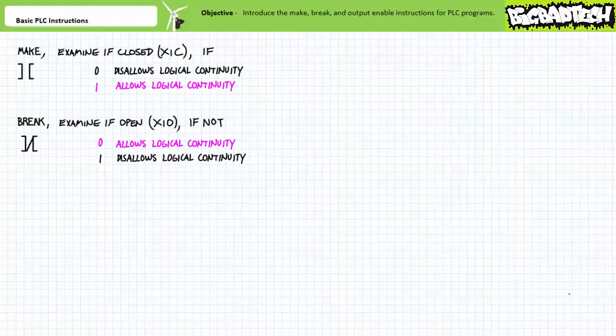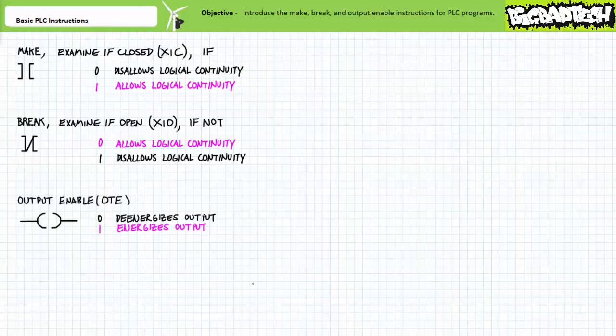Before we examine these input instructions in greater detail, we need to discuss the output enable, or OTE function. Luckily, this is easy because we're going to use positive logic. If an output receives a logical 0, it is not enabled. If an output receives a logical 1, it is enabled. The output enable instruction looks remarkably similar to a contactor coil and is often illustrated in a PLC program as a parenthesis enclosing the output of interest.